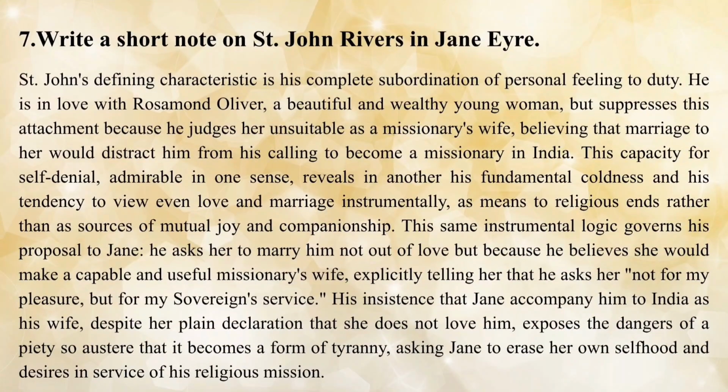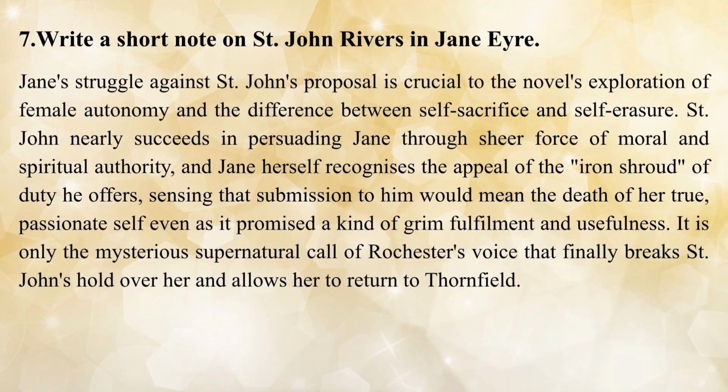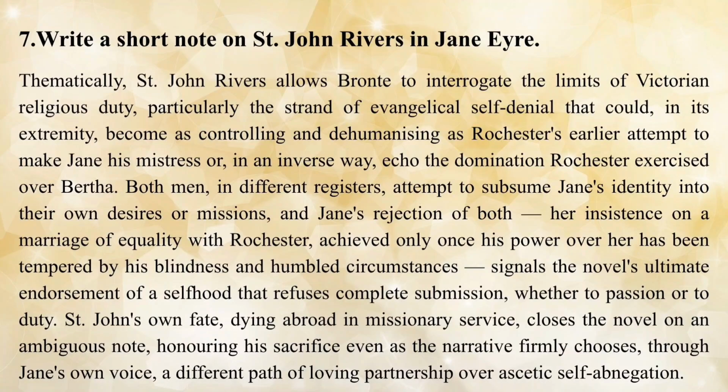Question number 7. Write a short note on St. John Rivers in Jane Eyre. St. John is Rochester's foil. Cold, disciplined, ruled entirely by religious duty rather than feeling. He suppresses his love for Rosamond Oliver and proposes to Jane not out of love but usefulness for missionary work in India. His near success in persuading Jane shows how self-denial can become its own form of control.